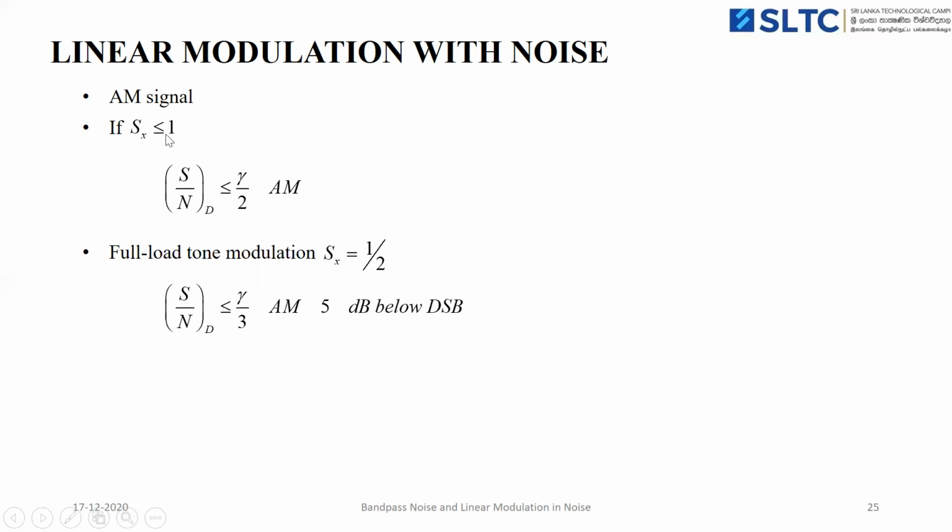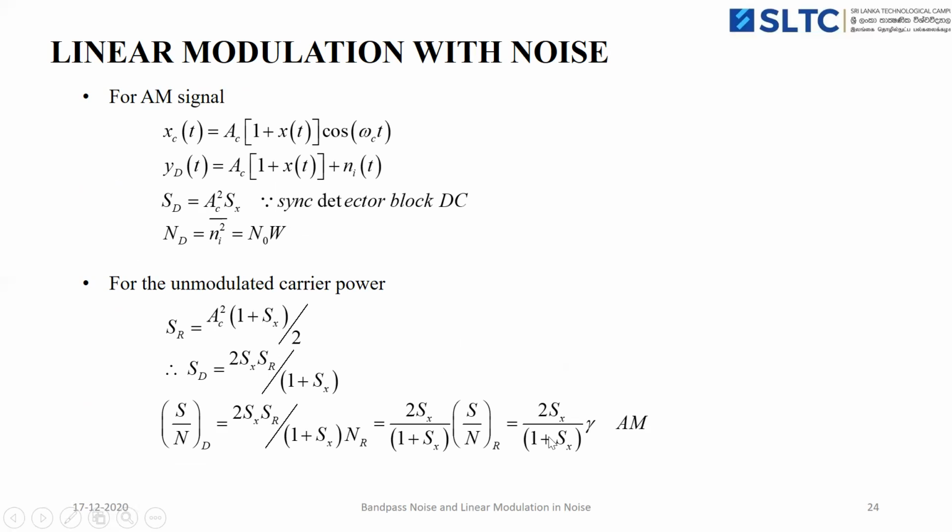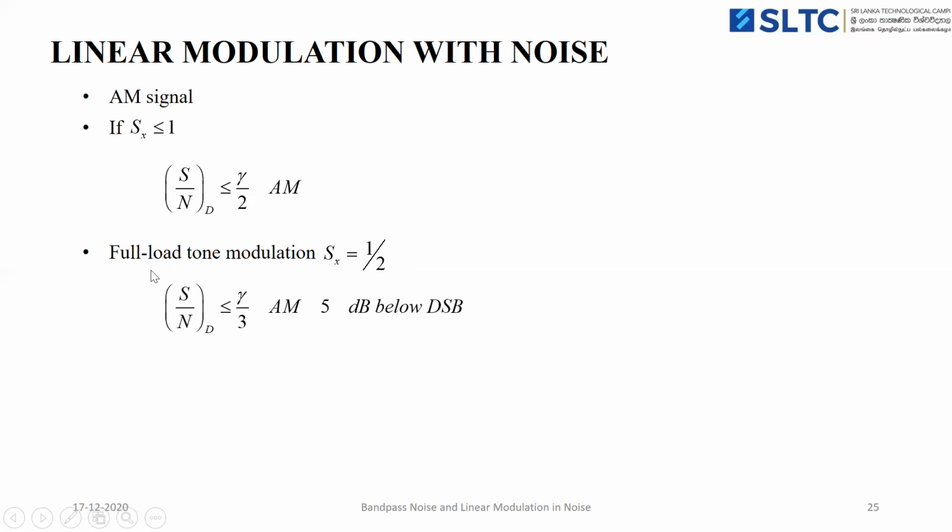And if Sx, the power of the transmit data, is less than or equal to 1, then the signal to noise ratio at the destination will be minimized to gamma by 2. Because if you substitute Sx equal to 1, then 1 by (1 plus 1) equals 1 by 2. So gamma by 2 is coming for AM modulation. And for full load tone modulation, Sx equal to 1 by 2. By substituting Sx equal to 1 by 2, we get the signal to noise ratio less than or equal to gamma by 3, which means that in that case, the signal to noise ratio for AM modulation is 5 dB below the double sideband modulation.